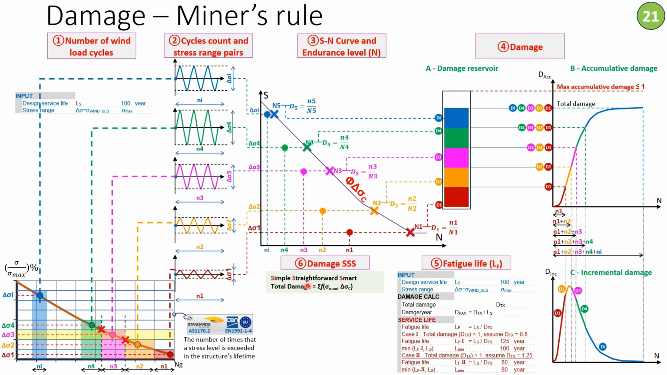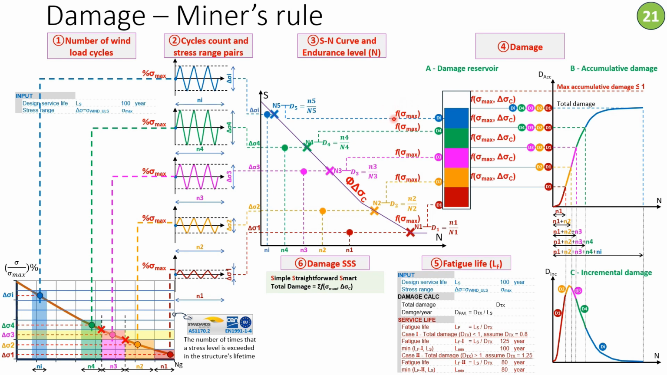Final note is what we call damage triple S: simple, straightforward, and smart. If we look at the whole process from the beginning to the end, we will find that each stress range here, as we said in the beginning of this slide, is basically a percentage of the maximum wind-induced stresses. And then when we get into the SN curve, we get the damage, and the damage basically becomes a function of the maximum induced wind stresses.